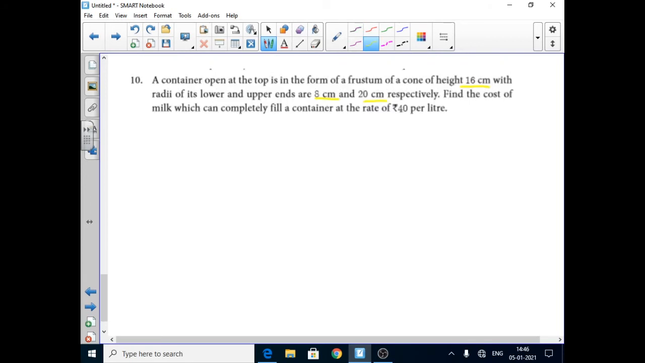Come to problem number 10. A container open at the top is in the form of a frustum of a cone of height 16 centimeter, with radii of its lower end and upper end being 8 centimeter and 20 centimeter respectively. So the problem is about a frustum of a cone. The frustum of a cone has a height, and the lower end and upper end are the inner and outer radius. Find the cost of milk which can completely fill the container at the rate of 40 per liter.